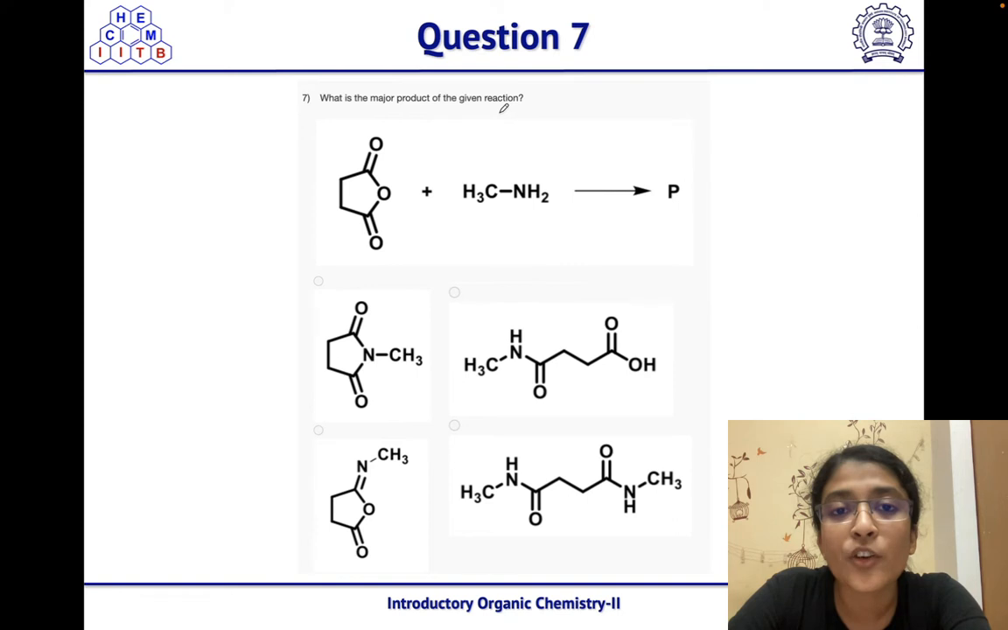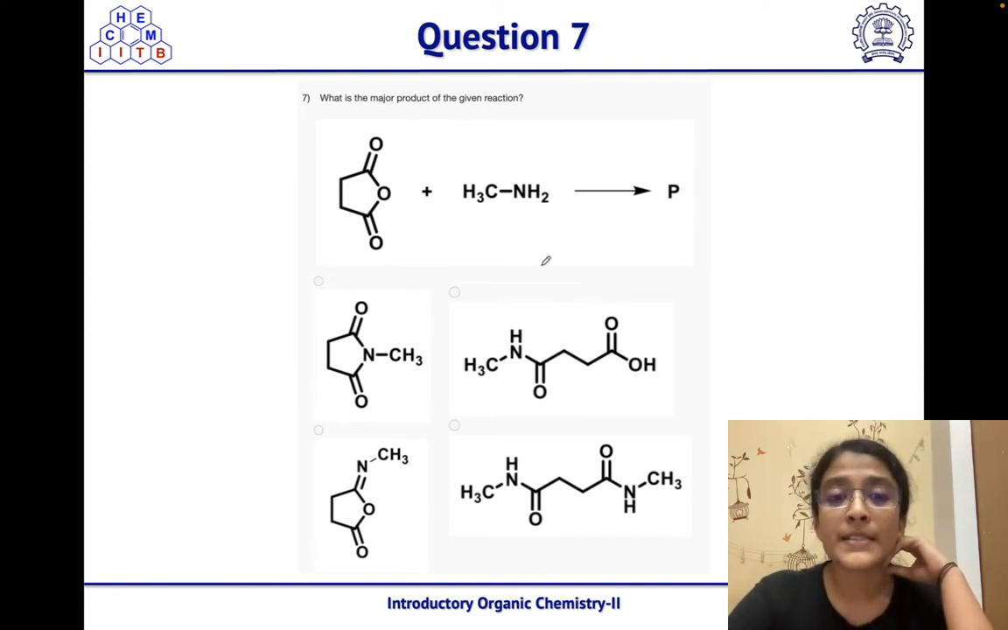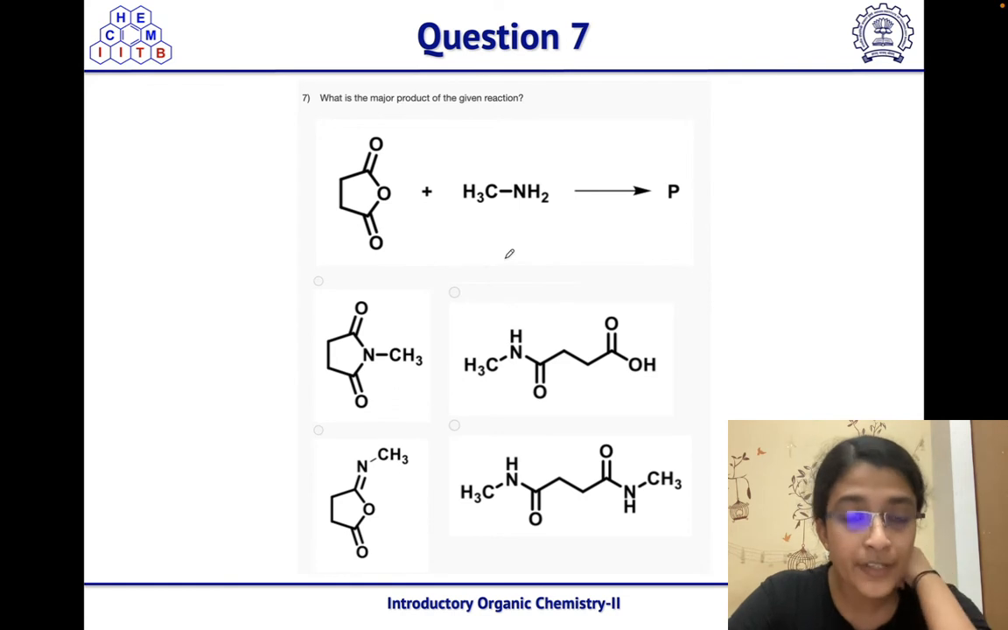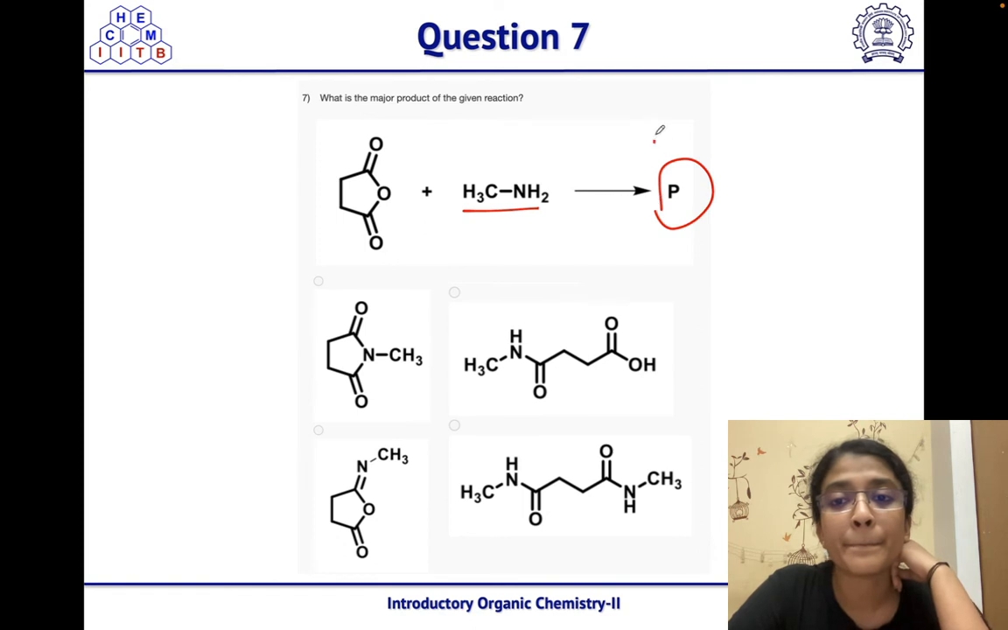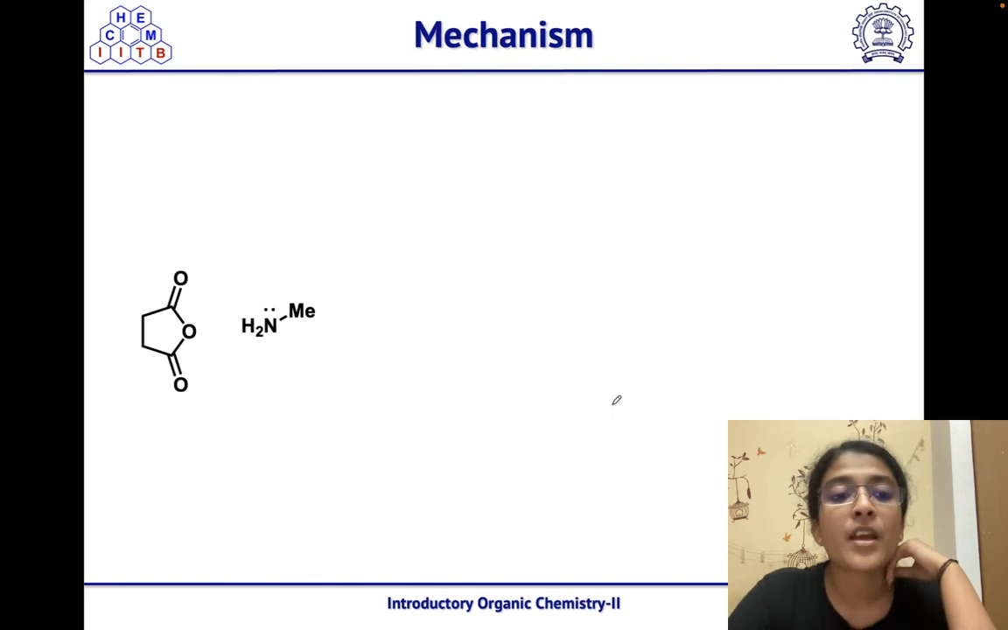What is the major product of the given reaction? This is also similar. This question has a similar mechanism to the one we discussed in the previous question. Here also they have given a cyclic anhydride and they are treating it with methylamine and asking for the product that will be formed. What is P? So coming to the mechanism of this question, similar to the previous question, here instead of ethanol we have methylamine.